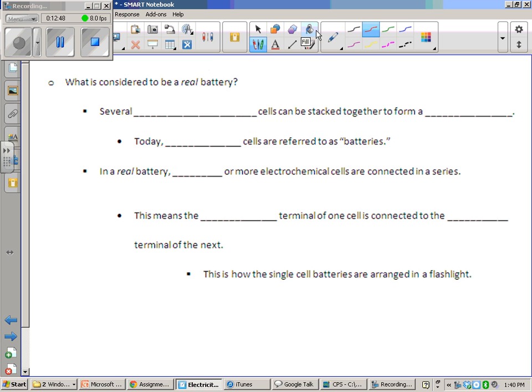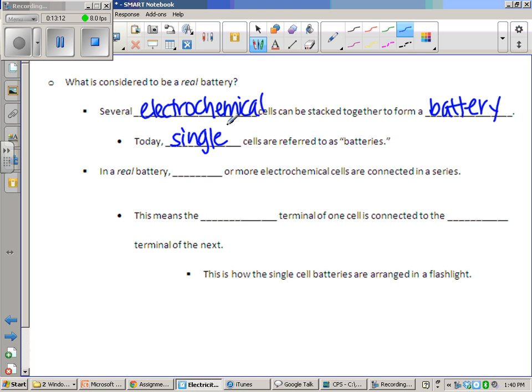Well, what is considered to be a real battery? So several electrochemical cells that are stacked together actually form a battery. Today, what you think of when you see a AA or AAA battery, you call that a battery, but those are actually single cells. And that's what you call batteries. But a real battery, you have to have two or more electrochemical cells that are connected in a series.